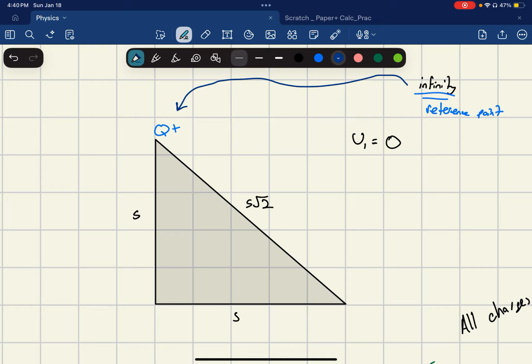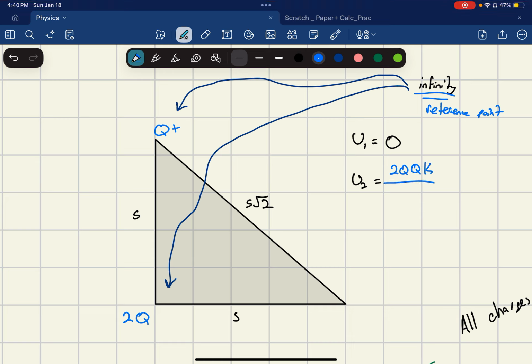What about U2? I brought another charge all the way to here, and this charge is going to be 2Q. It's the same thing. U of 2 is equal to, you just multiply the two charges together, so 2Q times Q, multiply the constant, and then over the distance between each other, which is going to be S. And then I brought another charge all the way from infinity. It'll be right here. This is going to be 3Q plus. Again, these are all positive charges.